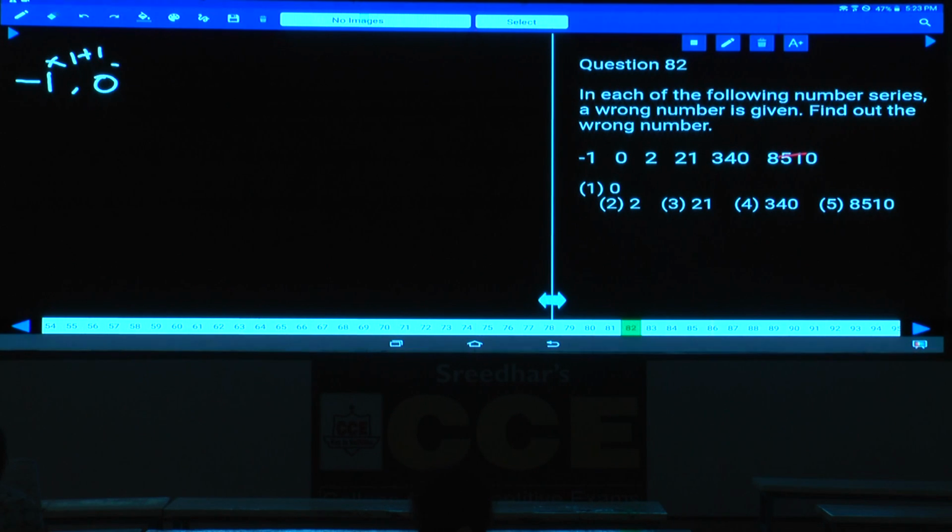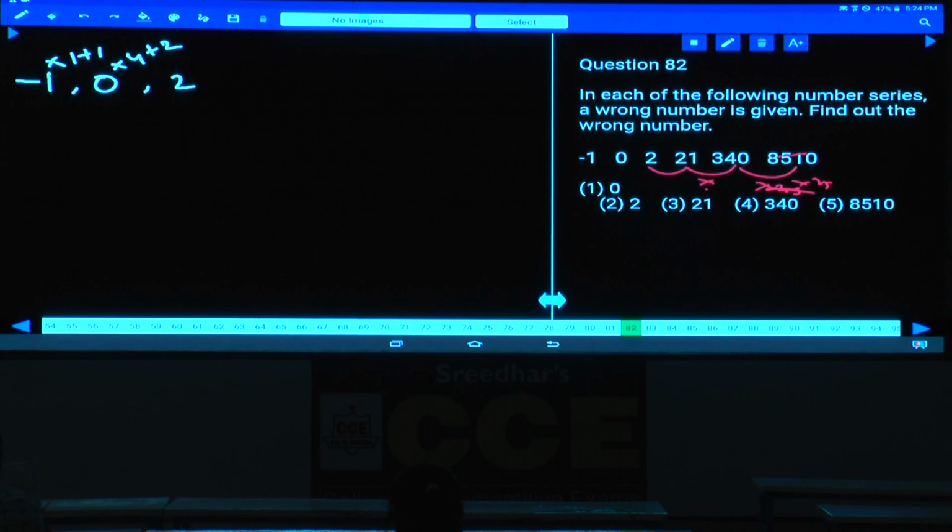Next one, 0 and 2. Now 0 into how much? 0 into 2 plus 2. Then next one, 21 and 340. Now how can you express this one? 21 and 340. Now 340 and 8500, this is almost multiplied with how much? Multiplied with 25 times or so. Almost equal to 25 times. Then if this is 25, then 21 and 340 will be around 16. Now this is 16 and this must be 25. 25, 16, these are nothing but perfect squares. And this must be into 4. 0 into 4 is 0, plus 2 is 2. Next one.